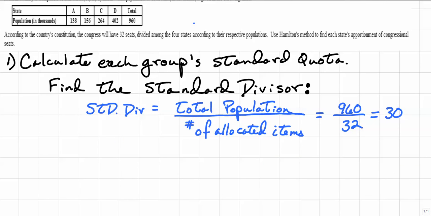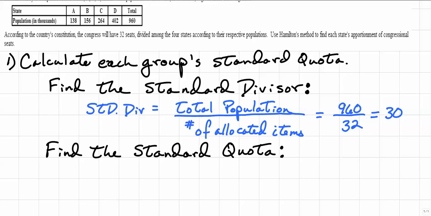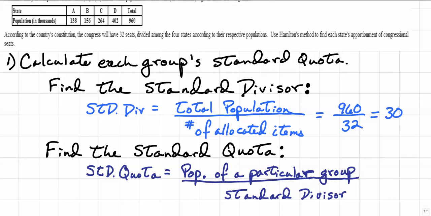The next thing that we need to do is find the standard quota. The standard quota will be found by taking the population of a particular group and dividing it by the standard divisor. So we're going to do this 4 times for State A, State B, State C, and State D. So the standard quota equals the population of a particular group divided by the standard divisor. So as I said, we'll do this for each state A, B, C, and D.